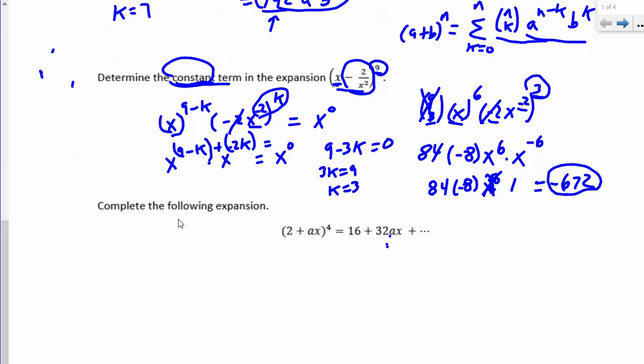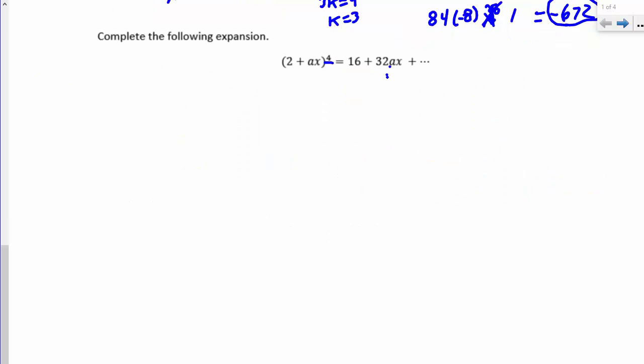Alright, we're moving on here. It says complete the following expansion. Whenever you're doing an expansion, if I were you, I would use Pascal's triangle. I'm never going to ask you to do an expansion with a power higher than 5. This one has a power of 4, so it's not going to be a terribly long thing to write out. So I'm going to go ahead and make Pascal's triangle here. And let's see if you guys can remember how this works.